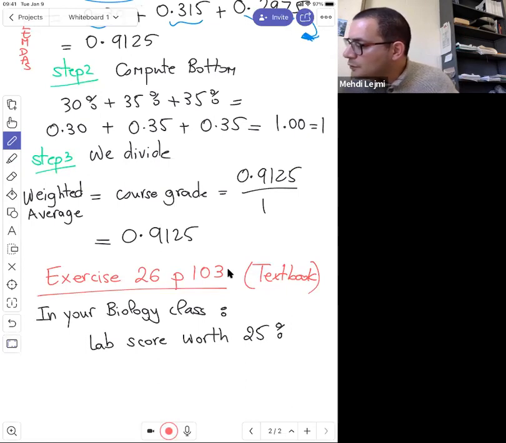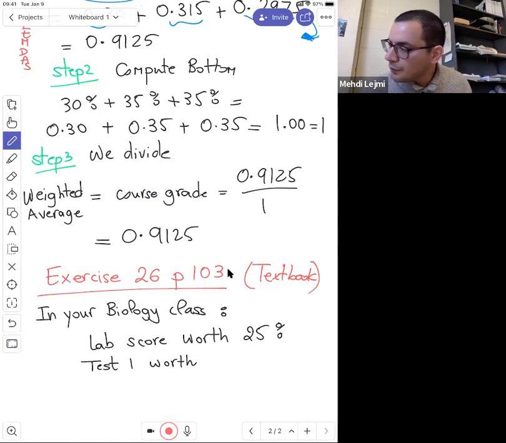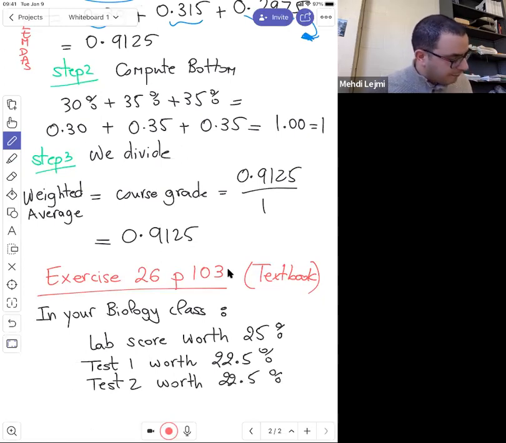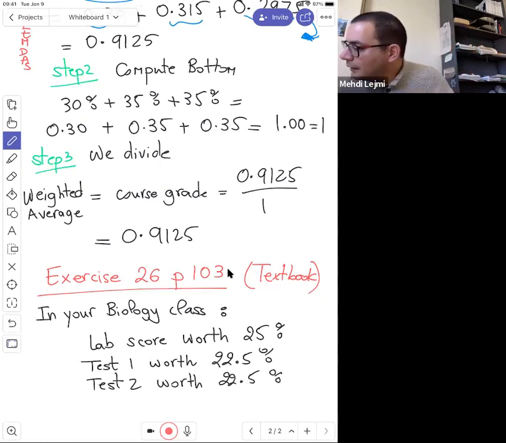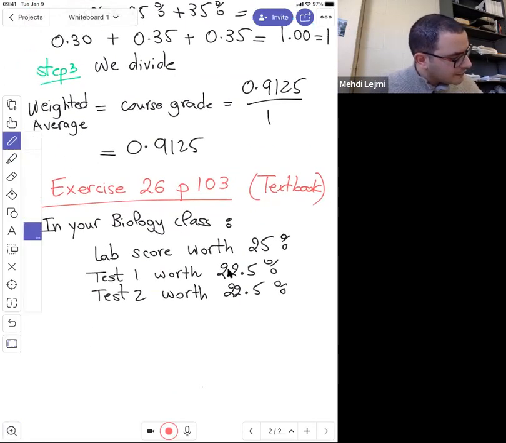There are two major tests. Each test is worth 22.5%. The first test is worth 22.5%, and the second test is the same, worth 22.5%. And then there is a final exam, which is worth 30%.